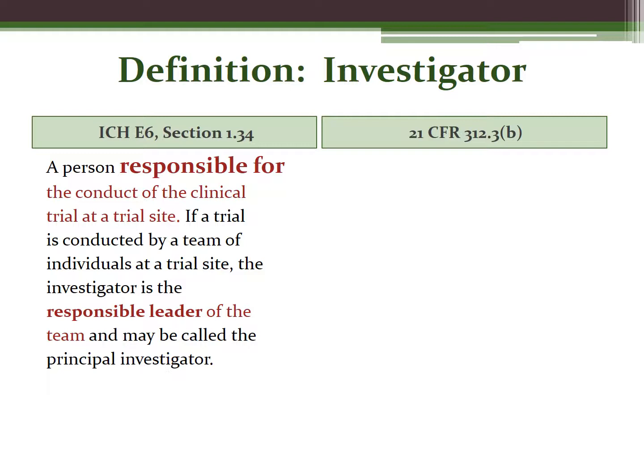This person's the leader, right? So they're the de facto leader, and according to ICH E6, basically they are going to be the ones held, it's implied, but they're going to be the ones held responsible for the conduct of the trial.